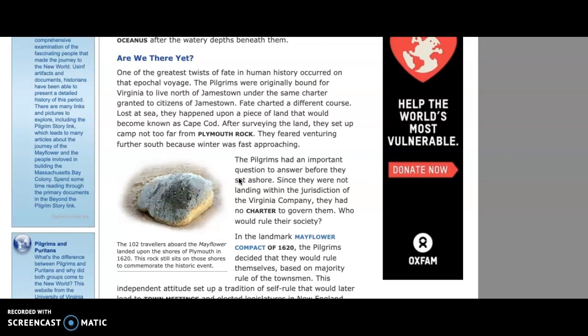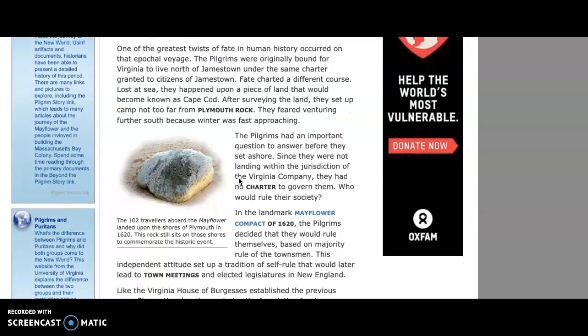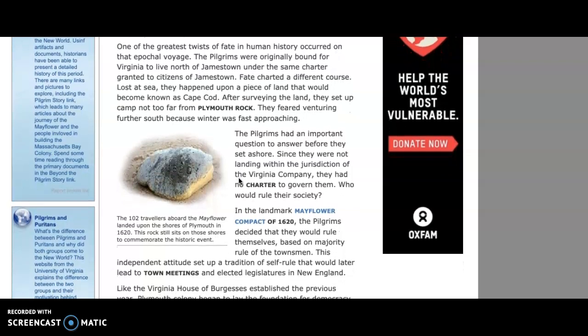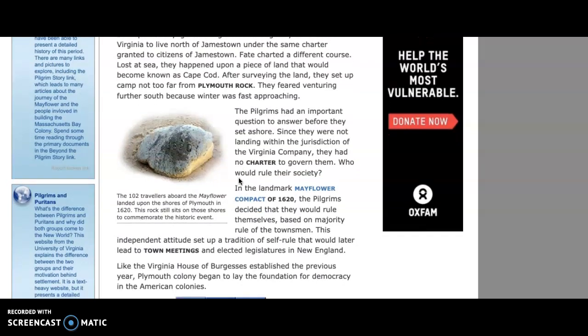The Pilgrims had an important question to answer before they set ashore. Since they were not landing within the jurisdiction of the Virginia Company, they had no charter to govern them. Who would rule their society?